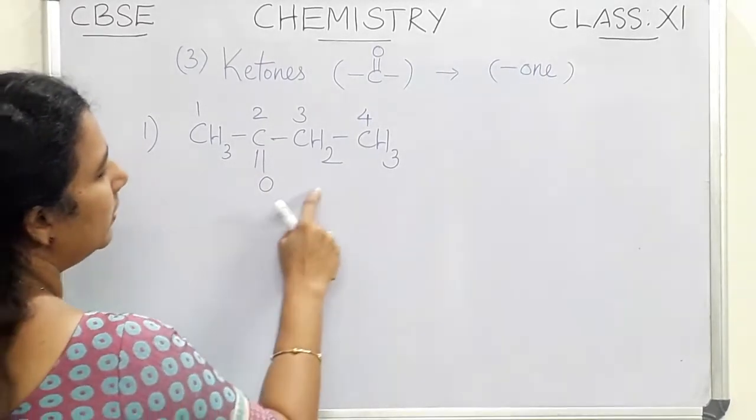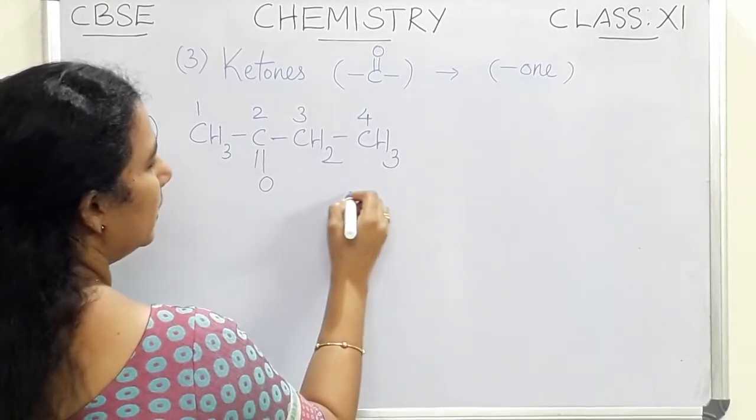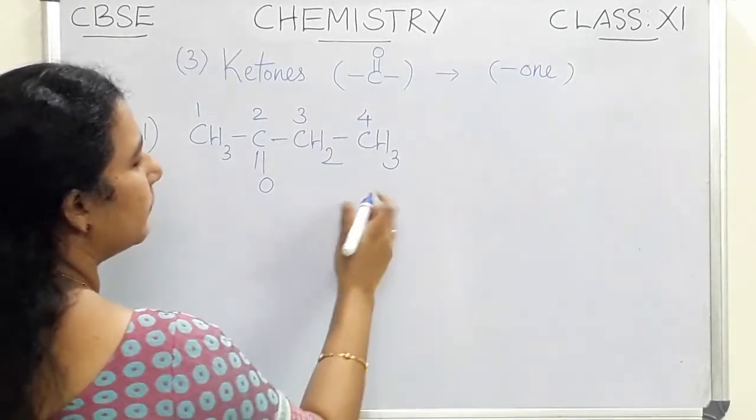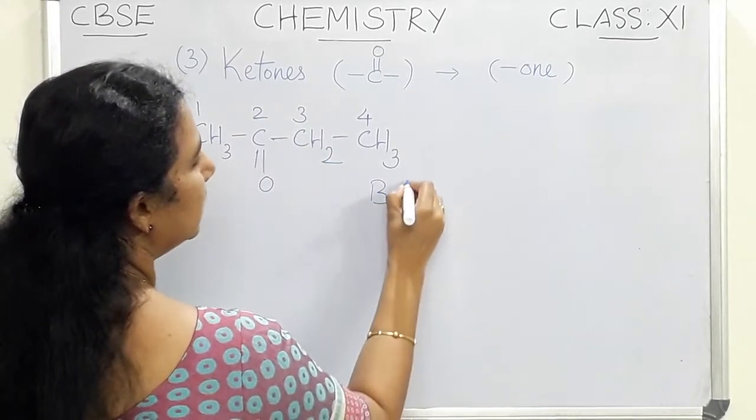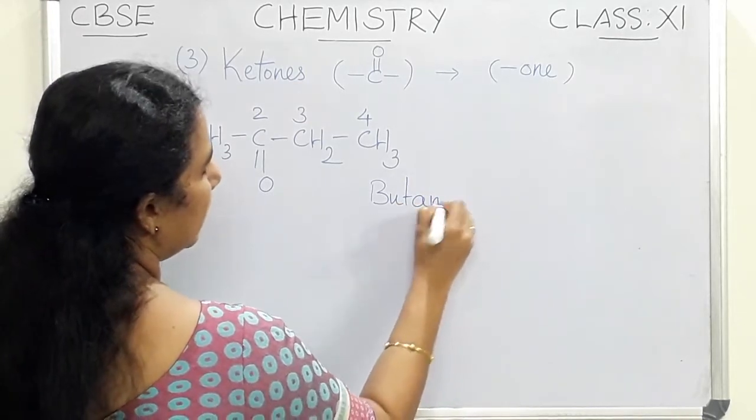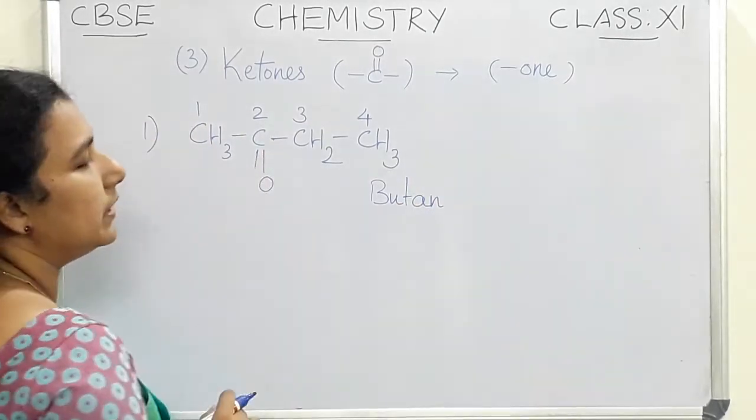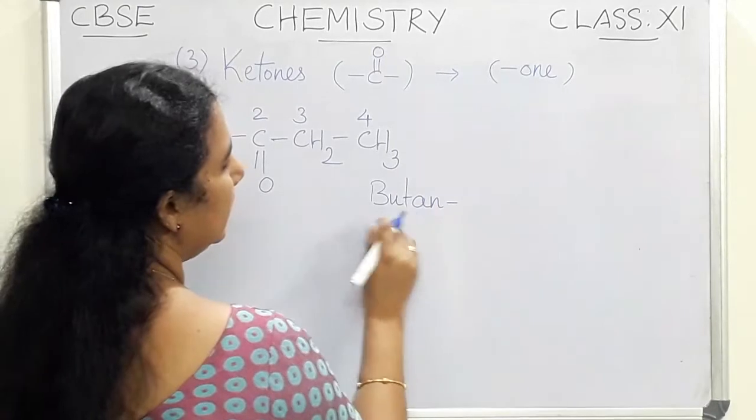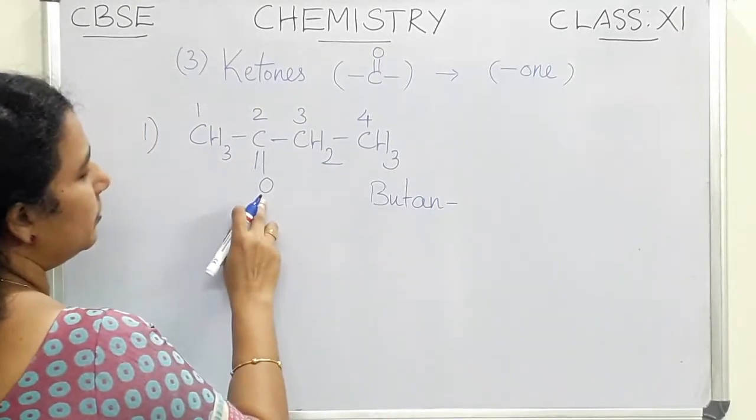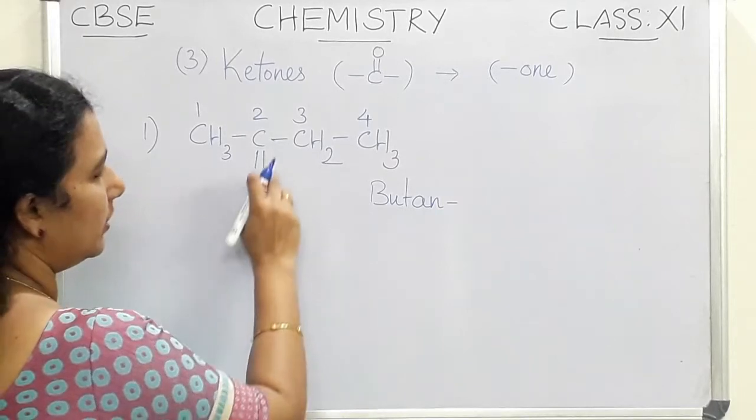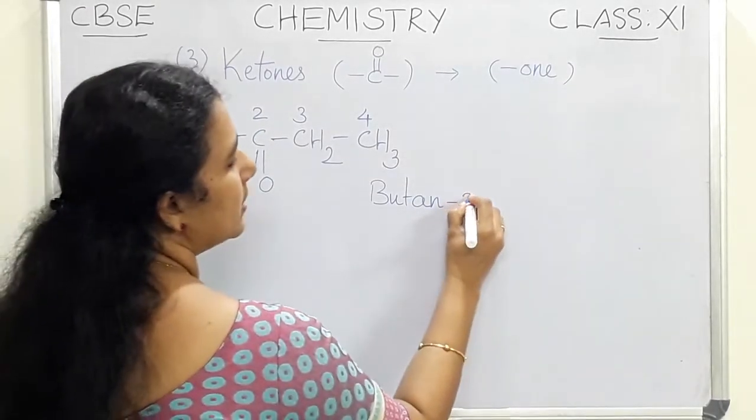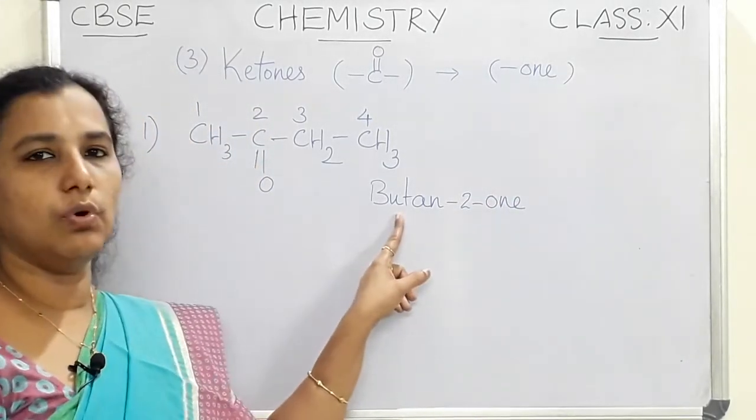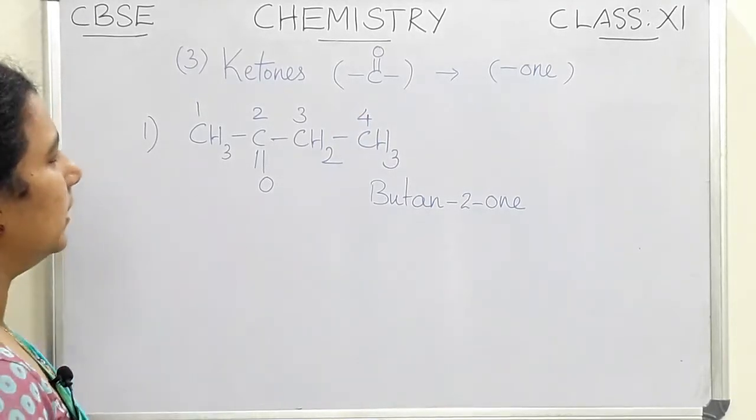So let us name this compound. Here there is no prefix, that means no substituents are there. The total number of carbon atoms in the parent chain is 4. So we can start with the word root, that is but, butane, since there is a single bond between carbon atoms. So we can write butane, and the E is replaced by ONE, but we have to write the position of that functional group since it is in the second position. So it is butane 2-one. So butane 2-one is the IUPAC name of this particular ketone.